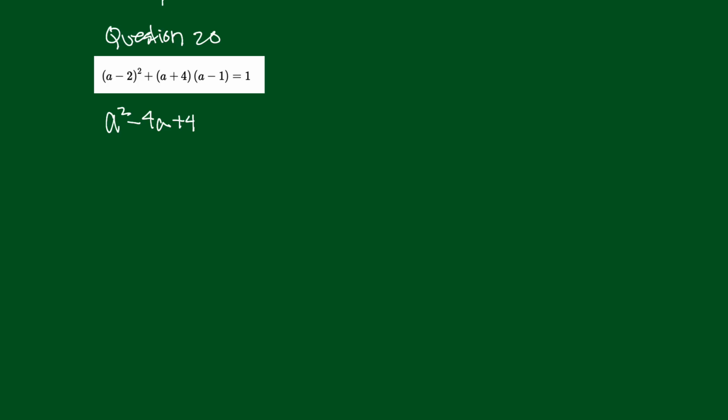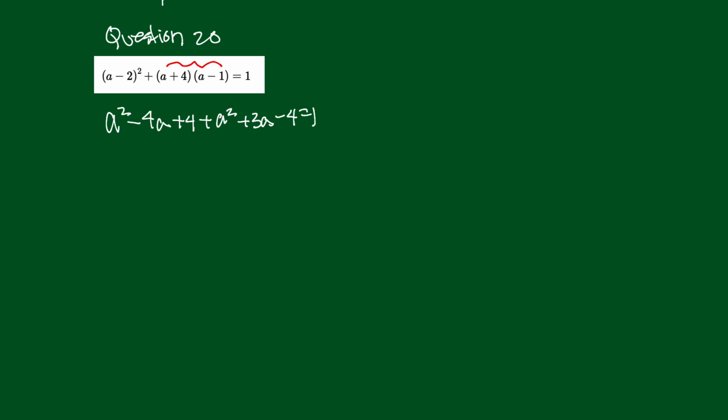Now, let's take a look at this one right here. Multiply all the way through. So what are we going to get here? First and first, a squared. Now what's the outer and inner product? Outer product is negative 1a, inner product is 4a. So negative 1a plus 4a is plus 3a. And then the last and the last, 4 times negative 1 is negative 4. That's all equal to 1.